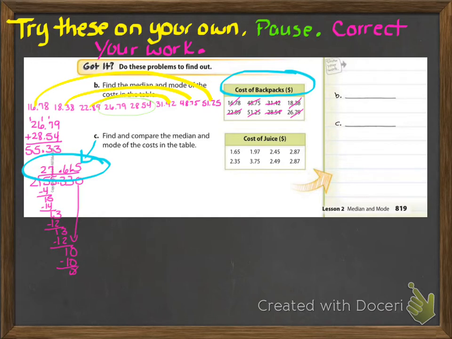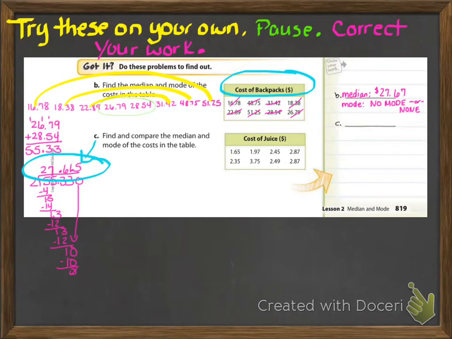So on this example here, my median ends up being $27.67 because I rounded the 66 cents up to 67 cents on this one. The mode, since no number shows up more than once, I would write no mode or simply none. Remember, you cannot write the number 0 on this one.